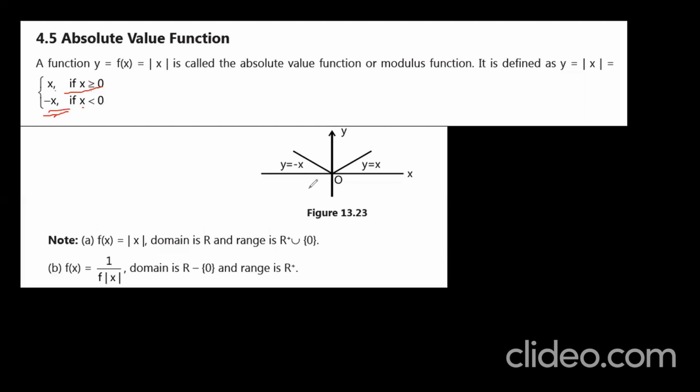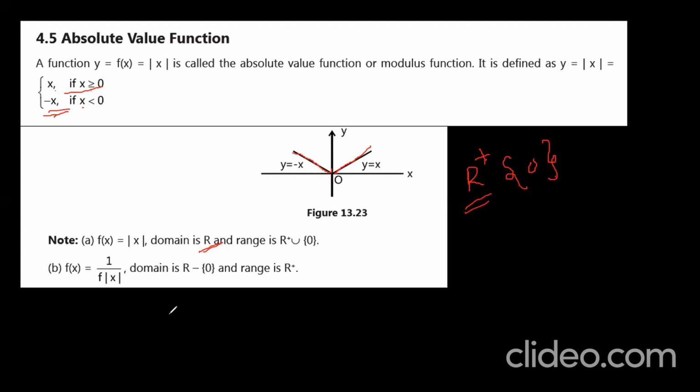If you draw the graph of this, y is equal to x is going to be like this, and y is equal to minus x like this. This is the absolute value function, f of x is equal to mod x. If you see the domain, you can give all R values, right? But what about the range? The range is R plus, all positive real numbers including 0.